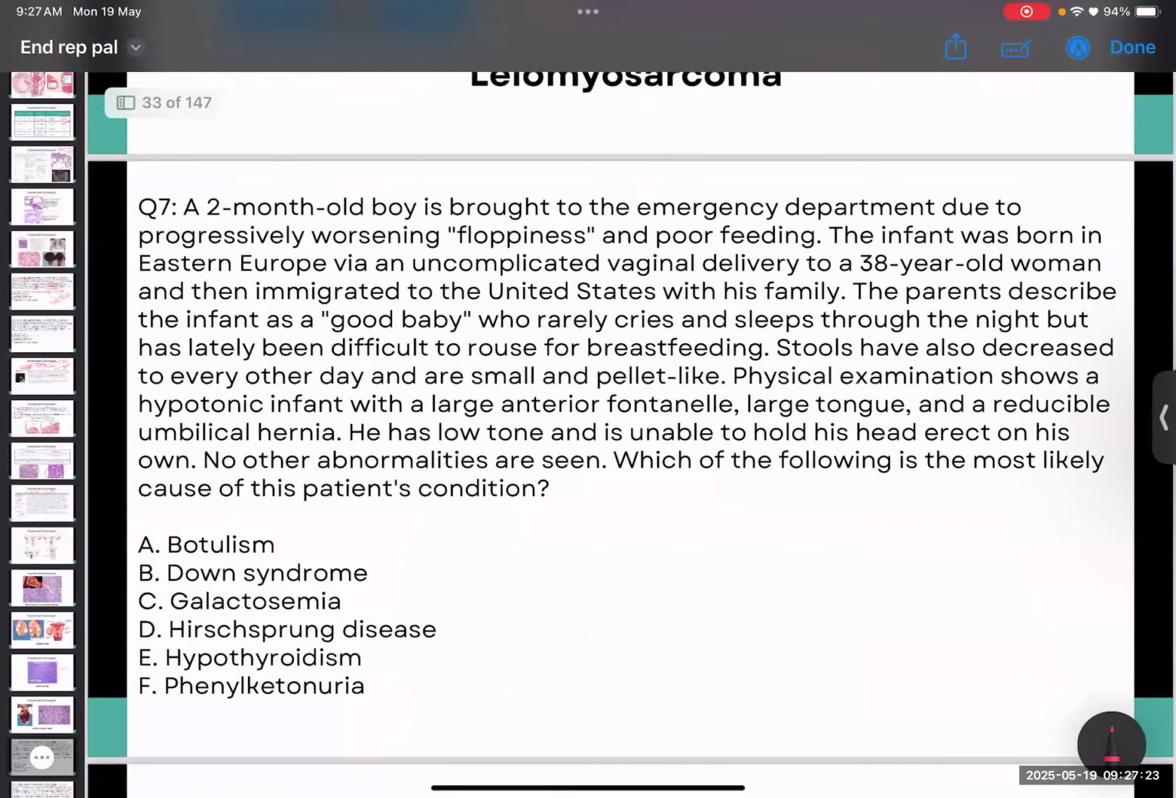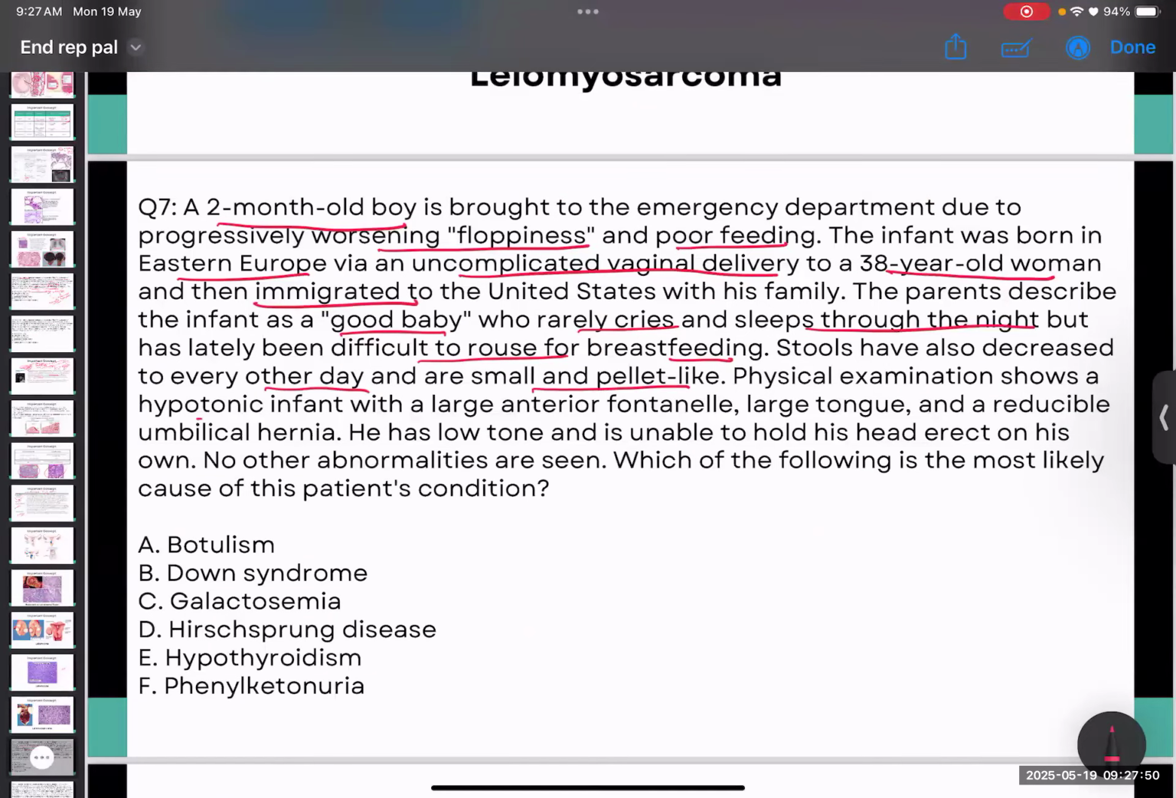Okay, so question number 7 here, we have a 2-month-old boy. He's brought to the emergency department because of progressively worsening floppiness and poor feeding. The infant was born in Eastern Europe via uncomplicated vaginal delivery to a 38-year-old woman, and then immigrated to the United States with his family. The parents described the baby as a good baby who rarely cries and sleeps through the night, but has difficulty to rouse for breastfeeding. Stools have decreased to every other day and are small and pellet-like.